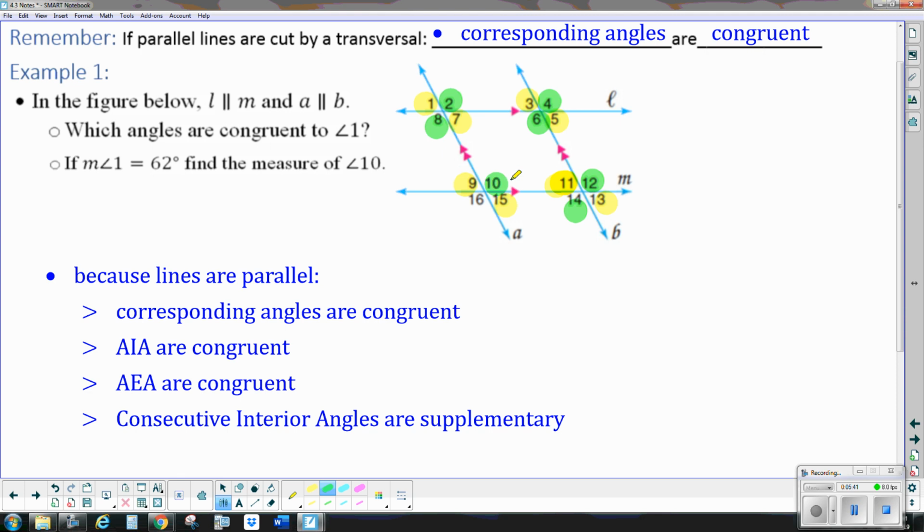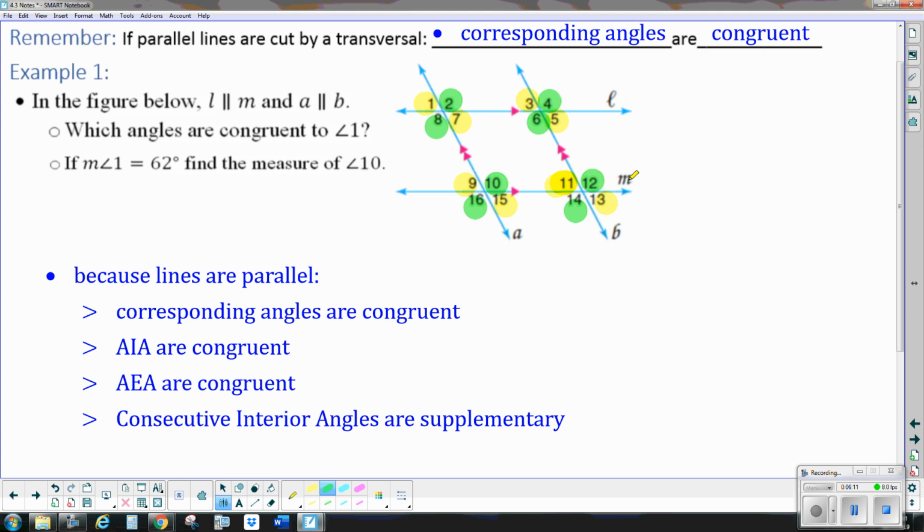12 and 10 are corresponding angles between where A and B are the parallel lines, and M is the transversal. So 12 would be an exterior angle, 10 is an interior angle. They're both up on top of the transversal M, and they have different vertices. And then lastly, 10 and 16 are congruent because they're vertical angles.